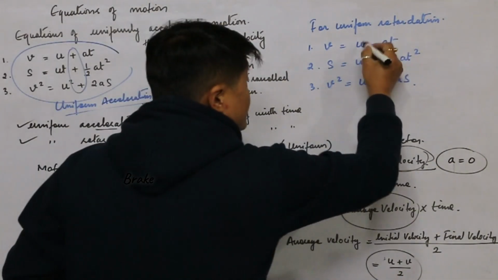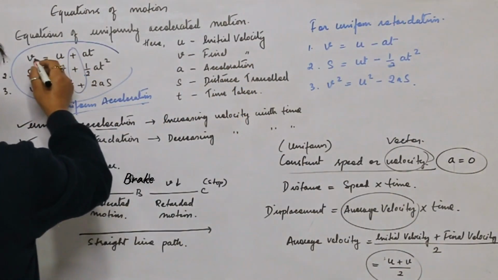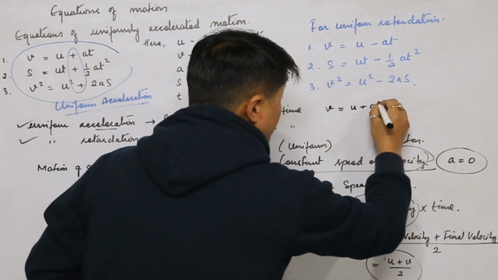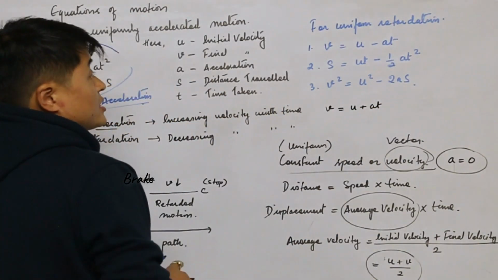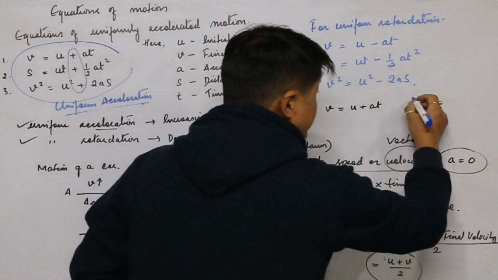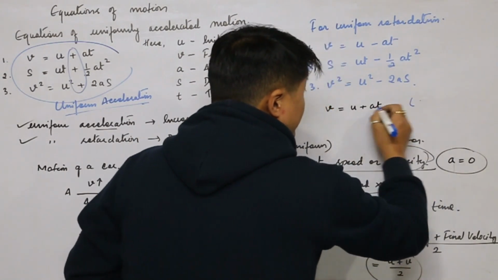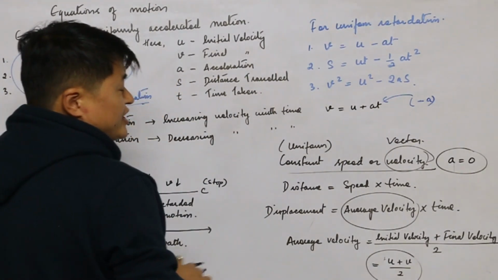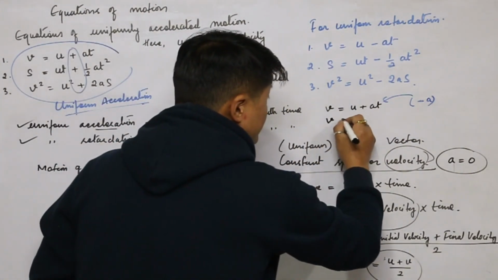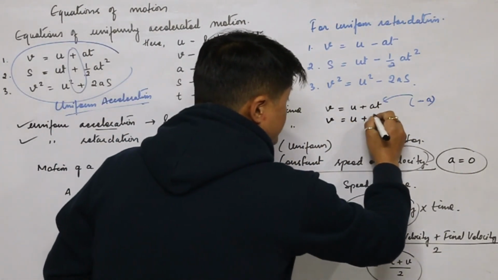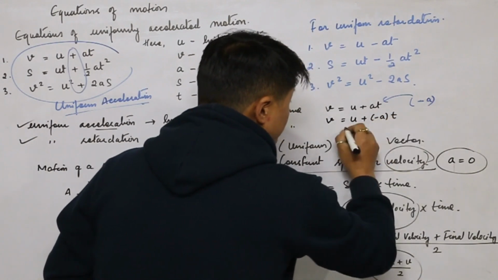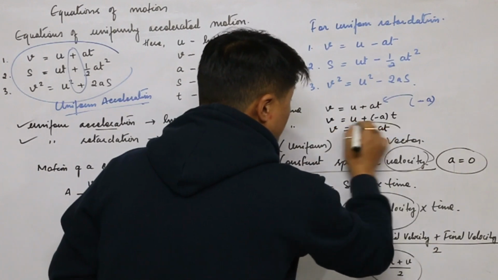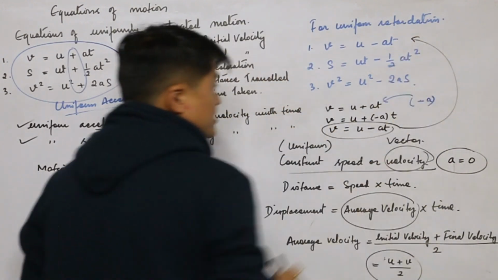So when a becomes negative, from the same formula, suppose you have v = u + at and the car is retarding. If retarding, the a will be negative a. If we replace here this retardation with negative a, we will get v = u + (-a)t, which will be u - at. So this formula we are getting here.